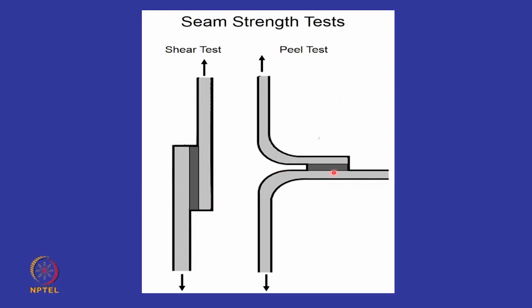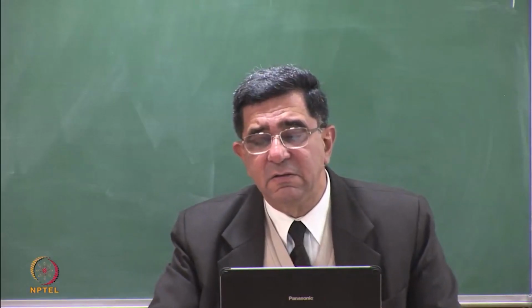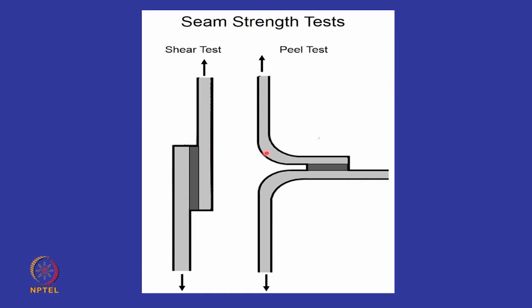This is the peel test. You try and peel apart the joint. And this is, mostly, the stress situation in the field. But here also you should have 60% of the strength of the parent material. So these are the two seam strength tests which are done in the field.